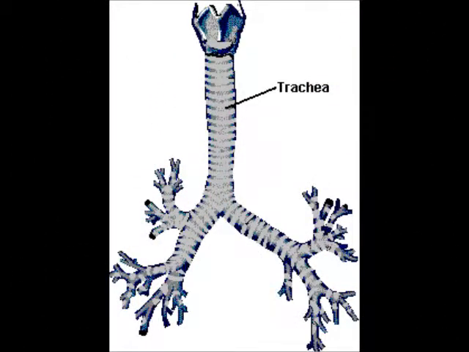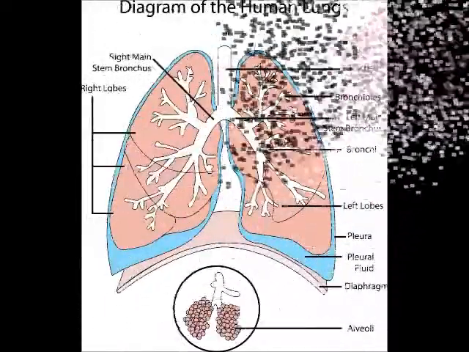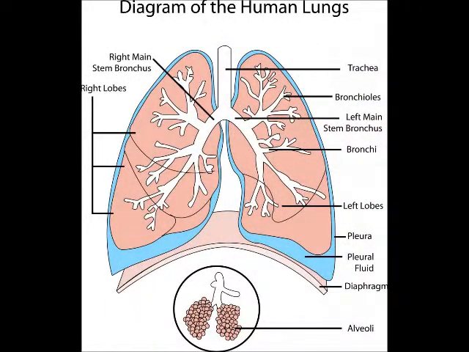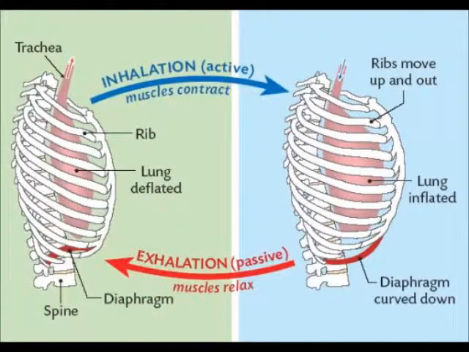The trachea is your windpipe, which is a cylindrical tube that extends downward where it splits into right and left bronchi. The lungs contain air passages, alveoli, blood vessels, connective tissue, lymphatic vessels, and nerves of the lower respiratory tract.